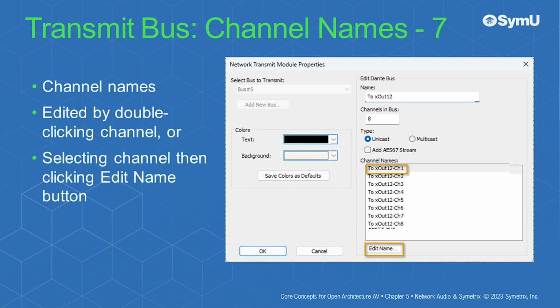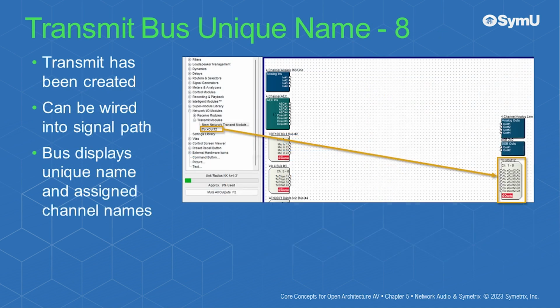The channel names are edited by either double-clicking the channel or by selecting a channel and then clicking the Edit Name button. The transmit has now been created and can be wired into the signal path. Notice that the bus displays its unique name and assigned channel names.